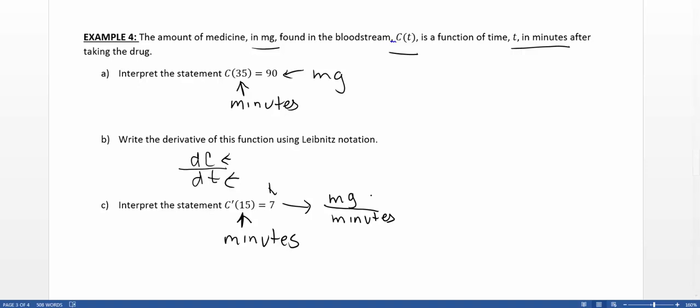So the statement C prime of 15 says to me that 15 minutes after I've taken some sort of medicine, the amount of medicine in my blood is increasing at 7 milligrams per minute. So what that also tells me is that if I were to go from 15 minutes to 16 minutes, I would expect the amount of medicine in my bloodstream to increase by 7 milligrams. So again, a 1 unit increase in the independent variable has a 7 unit increase in the dependent variable according to this derivative.